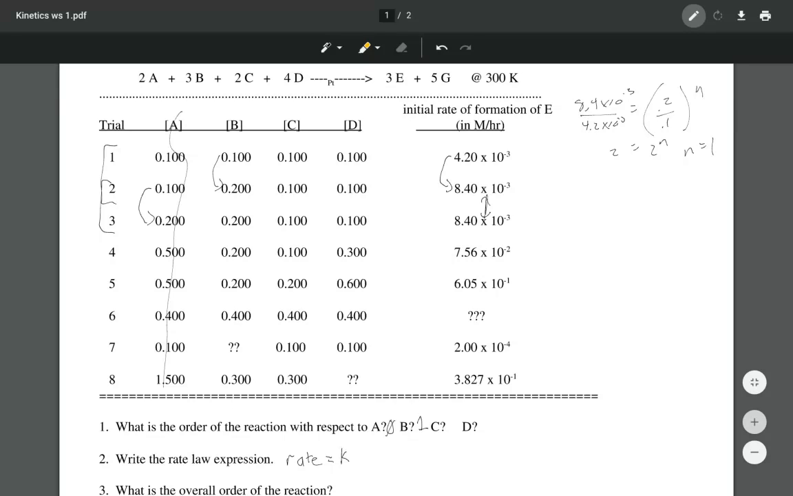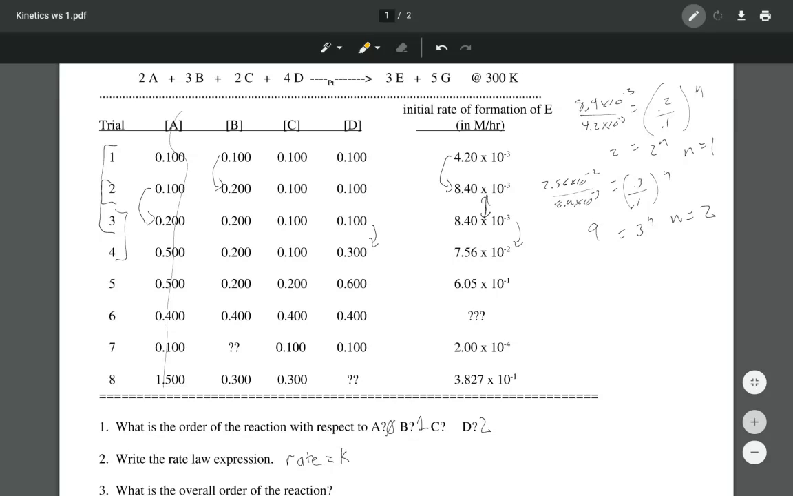That would be trials 3 and 4, where B stays the same, C stays the same, D is tripled, and we can see what happens with the rate. So 7.56 times 10 to the negative 2 over 8.4 times 10 to the negative third equals 0.3 over 0.1 to the n. So 7.56 times 10 to the negative 2 divided by 8.4 times 10 to the negative 3 is 9. So n must be 2 because 3 squared is 9.